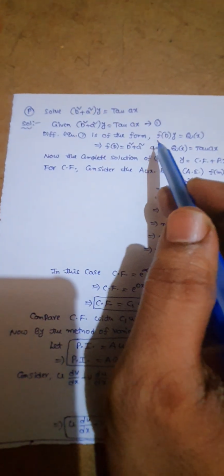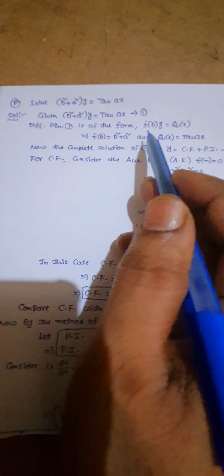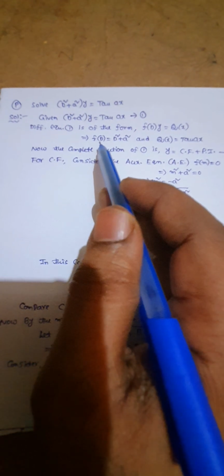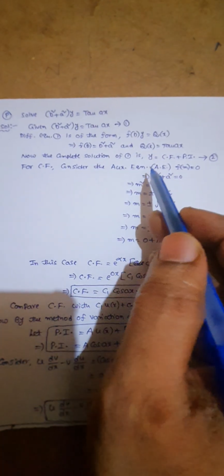Let us imagine D square plus a square is f of D, and tan ax is q of x, so the equation is in the form f of D into y equals q of x. Comparing, we have f of D equals D square plus a square, and q of x equals tan ax.